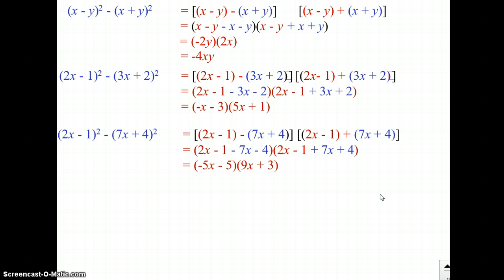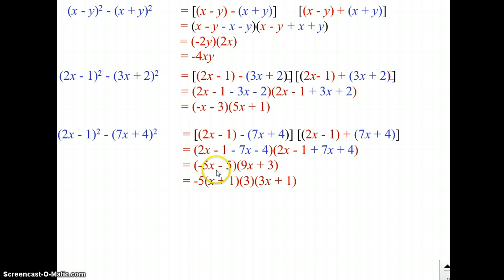Every question up until this one, at this point we were done factoring. But if we look closely at these two binomials, there is now a common factor in the first bracket and there's a common factor in the second bracket. So here I can take out a common factor of negative 5. In the second bracket we can take out a common factor of positive 3.